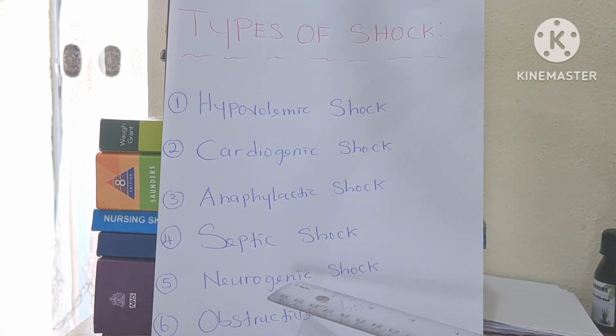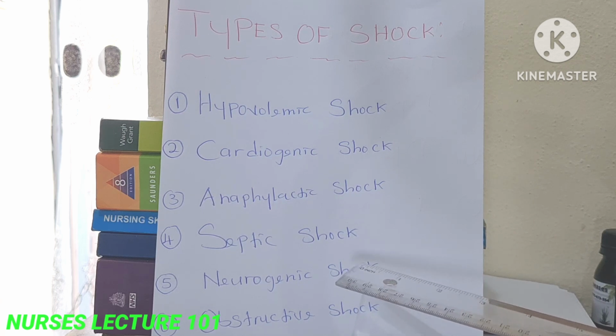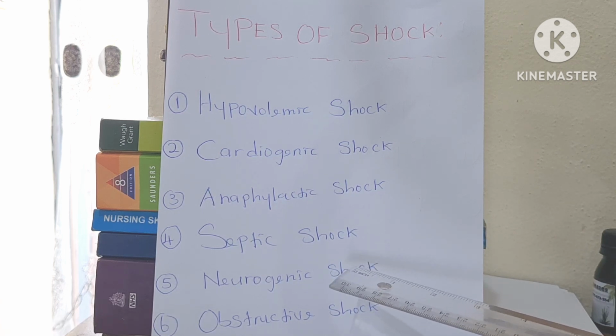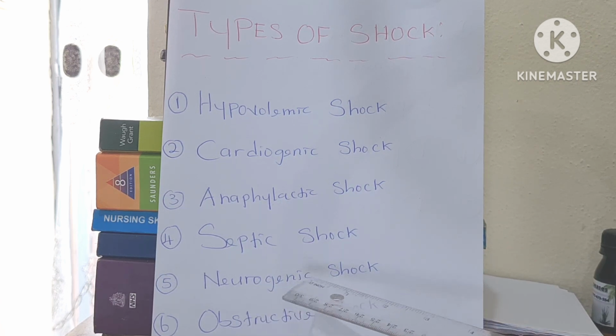And number 5, we have neurogenic shock. This neurogenic shock has to do with your nervous system. For example, a traumatic injury on the spinal cord can lead to a neurogenic shock. And lastly, we have obstructive shock. This type of shock has to do with maybe obstruction in the blood vessels. It can lead to obstructive shock.